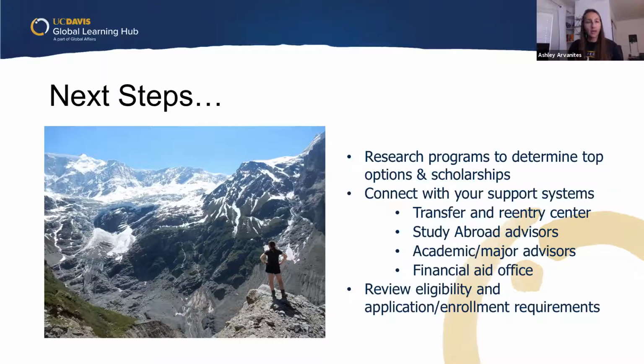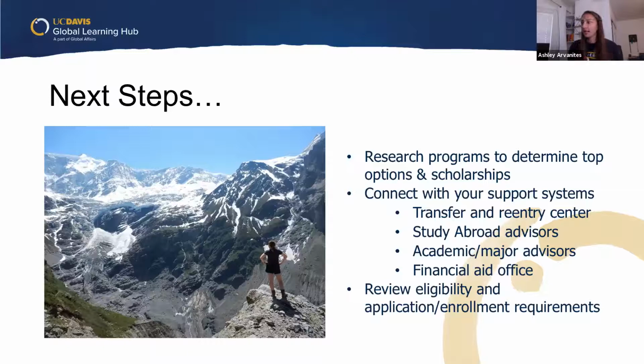And throughout that process, as you're considering your options, I encourage you really to tap into your support system. That's going to include resources like the Transfer and Reentry Center, your study abroad or global learning advisors, your academic or major advisors, as well as the financial aid office. Of course, another important support system that you have is your family, friends, and loved ones. Make sure that they're involved in that process, and they can often provide really great insight and help you work through your considerations while you're selecting a program.